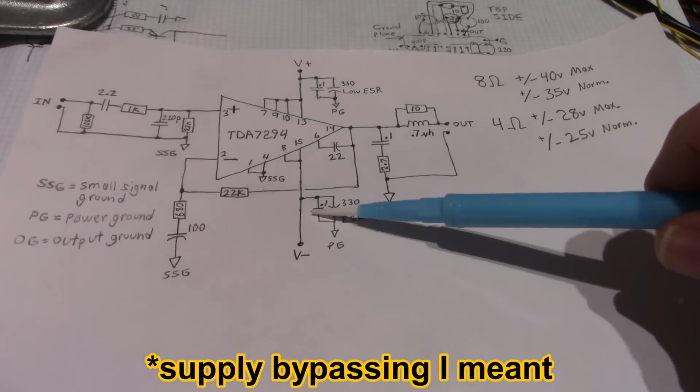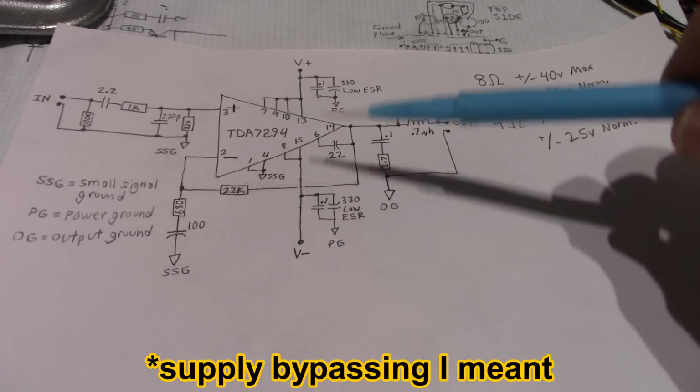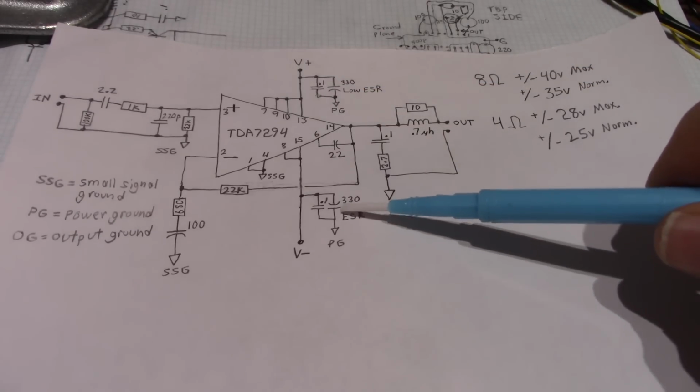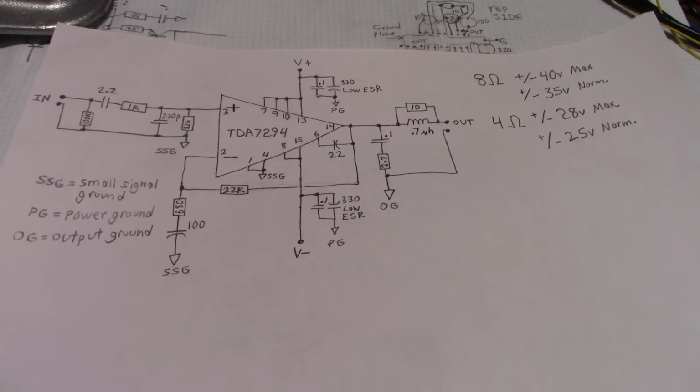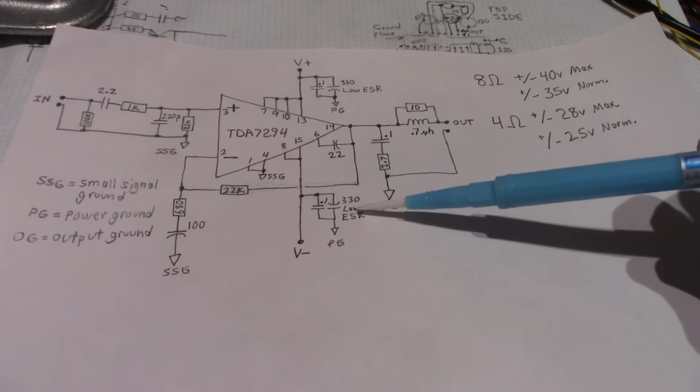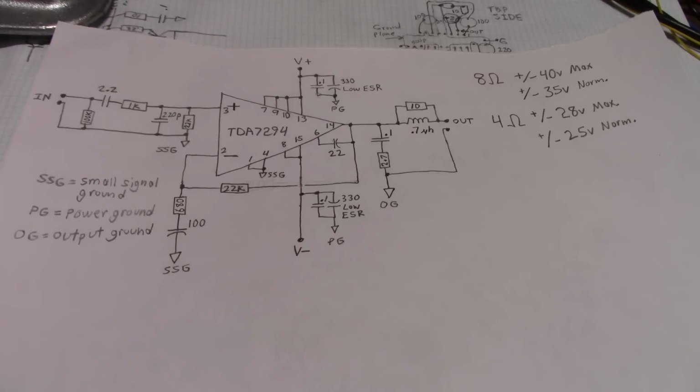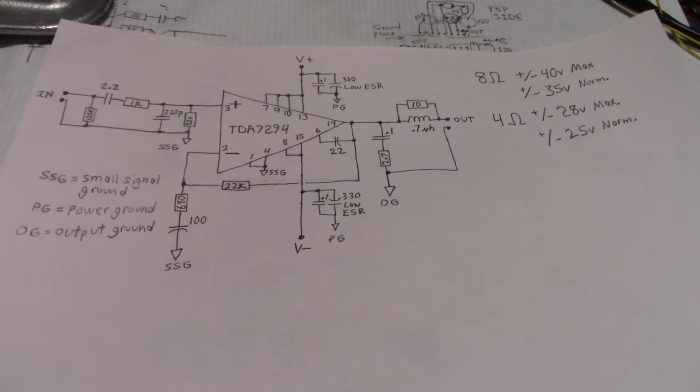Input bypassing, I recommend X7R type ceramic caps. They have very low ESR, and also low ESR electrolytics. When I was tinkering around with trying to get my breadboarded TDA7294 circuit working, just having the ceramics alone, the capacitive reactance at 1 megahertz is not low enough to remove some of the noise on the supply rail. So having electrolytics is important, and having low ESR versions is even better. So I'd recommend that.